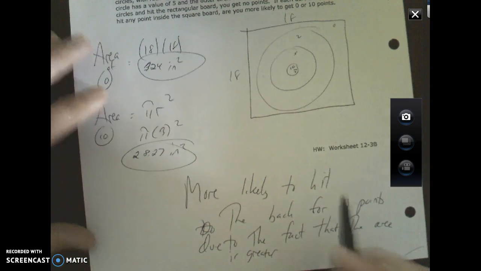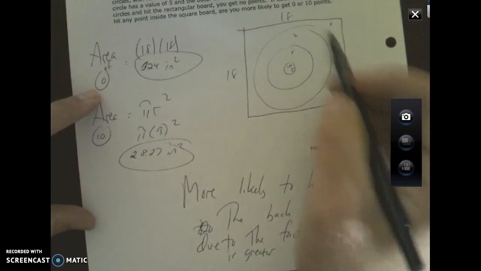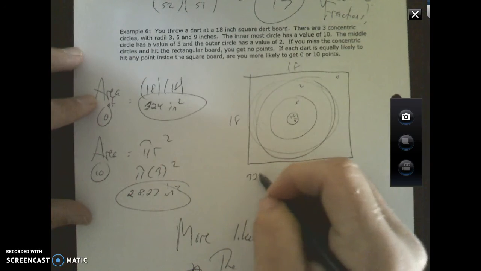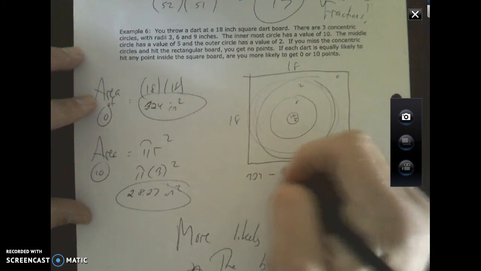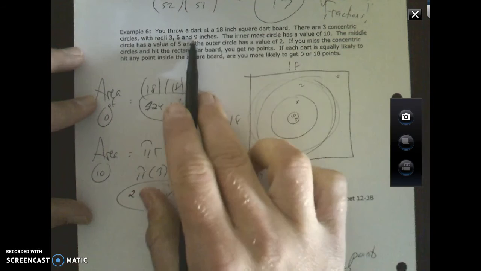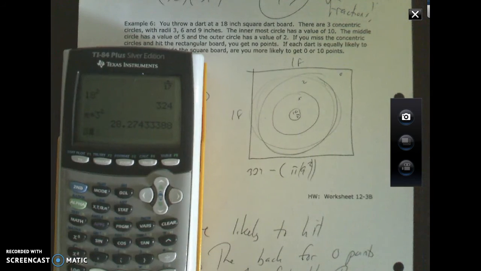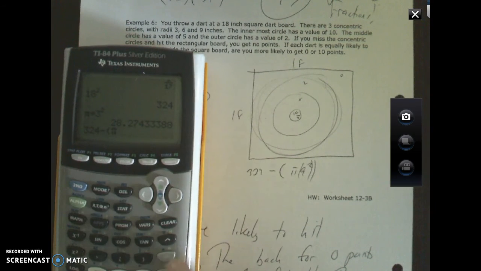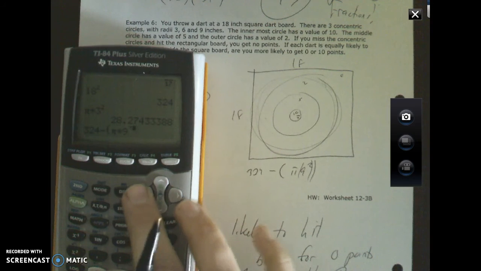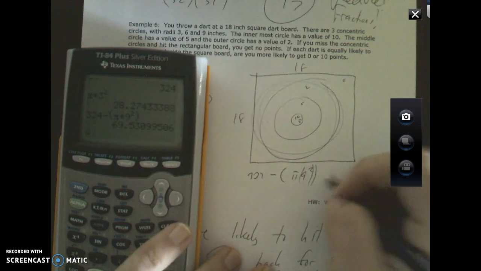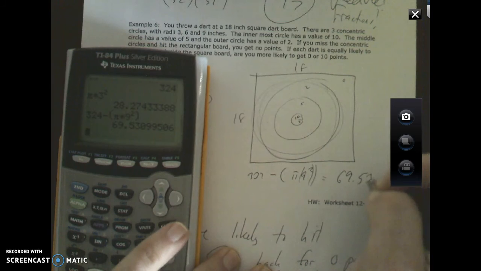But I just realized something. What are we forgetting? We need to find the area of the big circle, don't we? Yep. So 324 is the area of my entire square. I want to subtract from that the pi r squared, pi 9 squared of the area of the big circle. Thanks guys for reminding me, I appreciate that. So what we can do here is 324 minus pi times 9 squared. Oops, that ain't squared. Okay, and we get 69.53 inches squared.